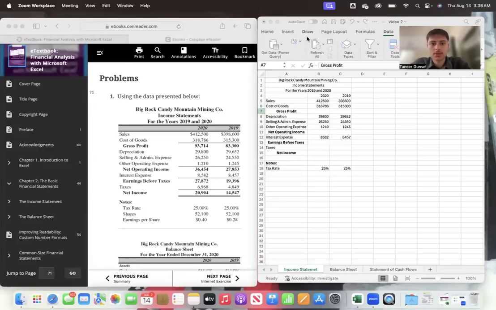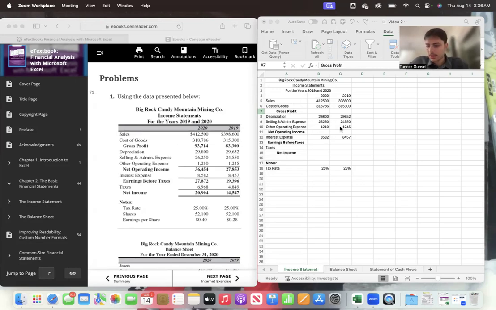Hi, my name is Tuncer Gunsel, and today I'm going to solve the first problem of the second chapter. We're going to do an income statement, a balance sheet, and a statement of cash flows. So first of all, we're going to do the income statement. I put the necessary stuff beforehand.